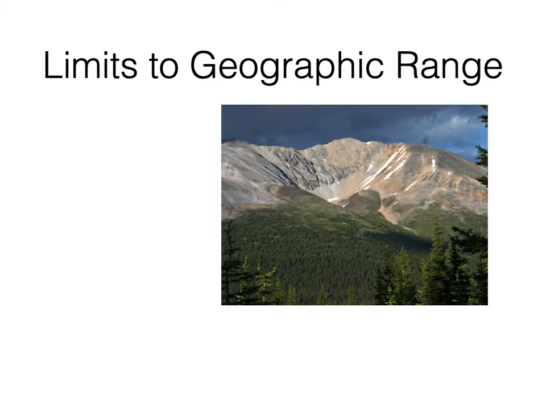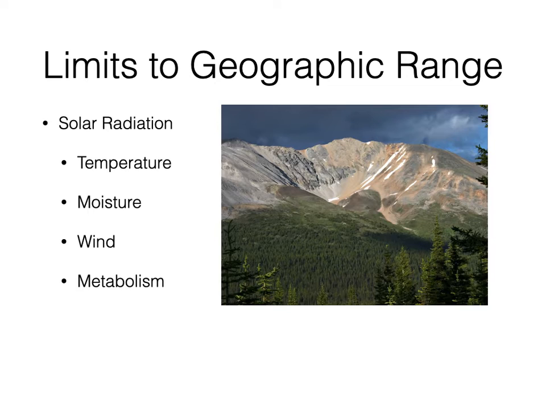And so to talk a little bit more about the things that limit geographic range, some of these discrete things, one of the biggest factors is solar radiation in terms of limiting the distribution of different species. And that is related to temperature, moisture, wind, and the organism's ability to metabolize energy, to metabolize the things that it needs to survive. And so, these factors were worked out by Western scientists through a series of timberline studies, and this photo is an example of this.